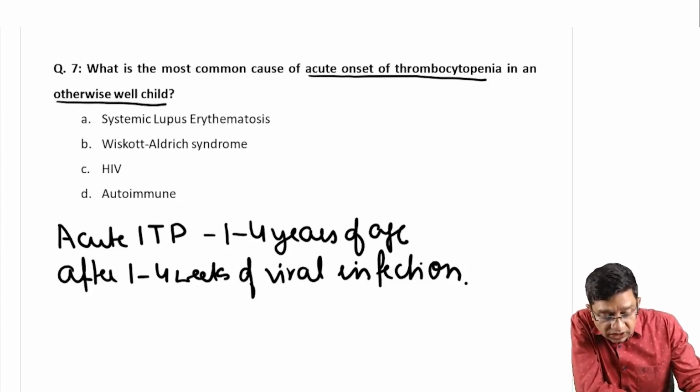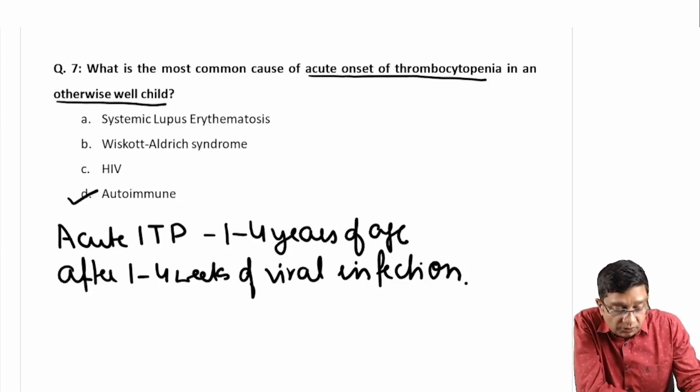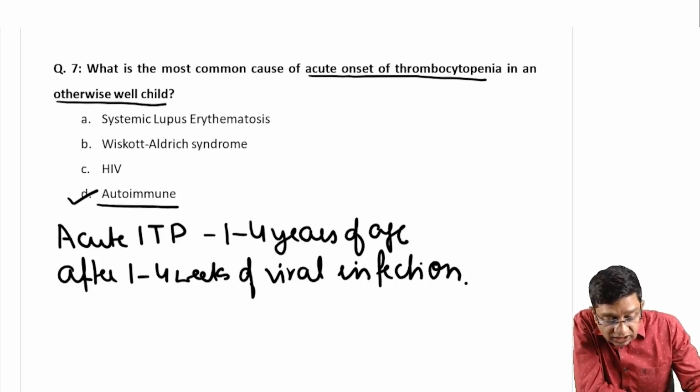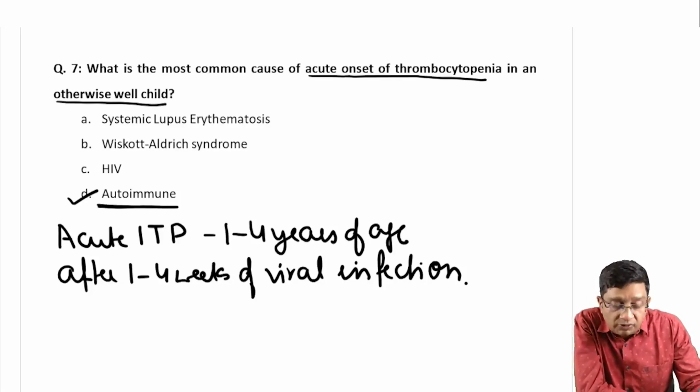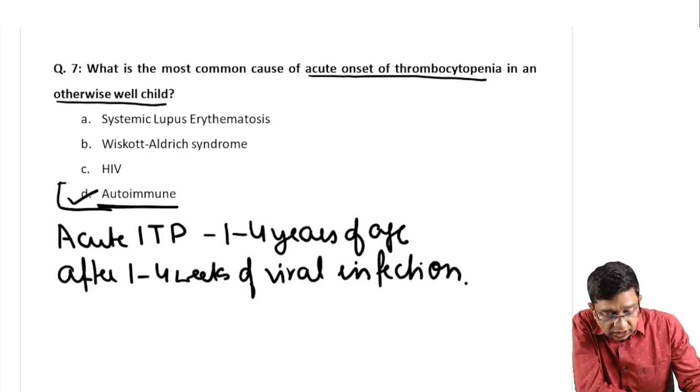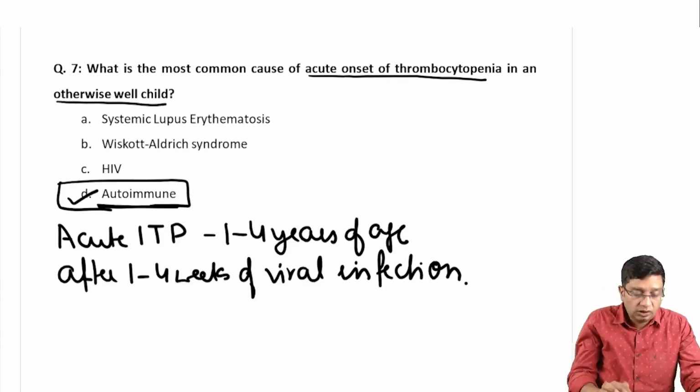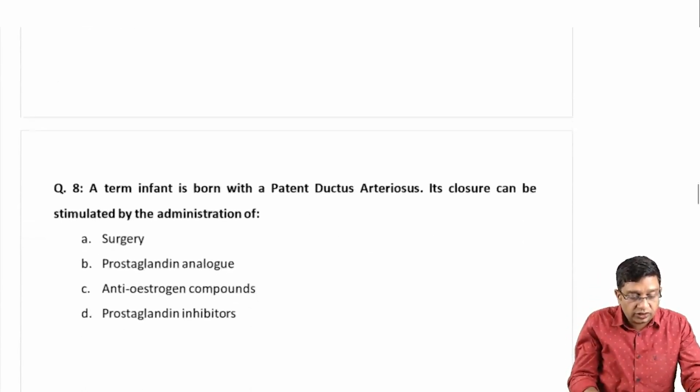Right? So basically the cause here is autoimmune, that is the antibodies which are formed against the virus which are damaging the platelets. Right? So the answer here is the autoimmune. Going on to the next one.